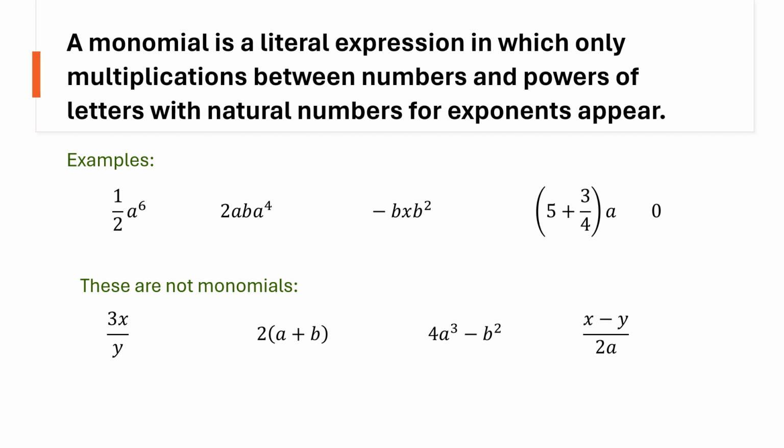So this is allowed. And in the end, we have 5 plus 3 over 4, all multiplied by a, and this is actually okay because 5 plus 3 over 4 is a number. If you sum 5 and 3 over 4, you will get a quantity that will be multiplied by a. So we have a monomial in this case, because once you do that sum, you will get one number, and the only operation there will be a multiplication.